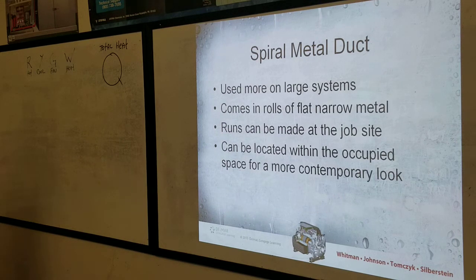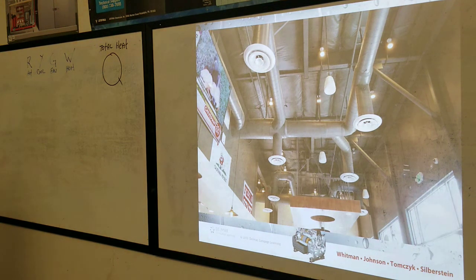Spiral metal duct, used on large systems. Comes in rolls of flat, narrow metal. Runs can be made at the job site. Can be located within the occupied space for a more contemporary look. Okay, so what are they talking about, spiral metal duct? There it is. Industrial look. Industrial or contemporary. I like industrial.